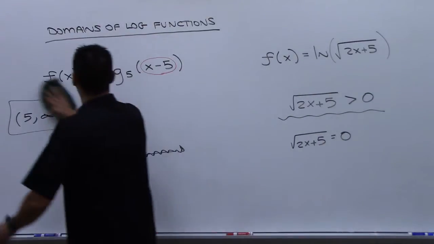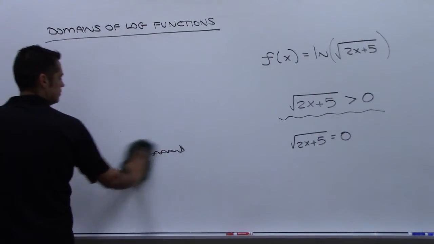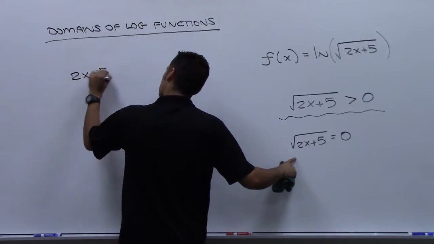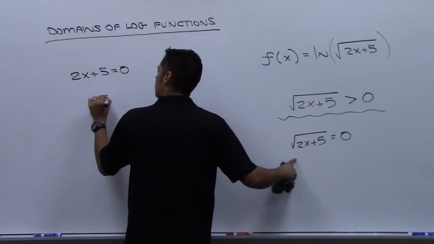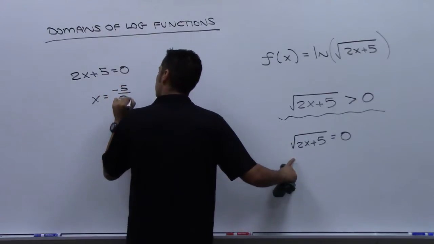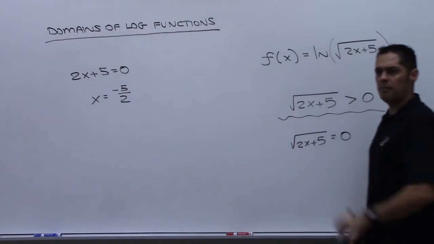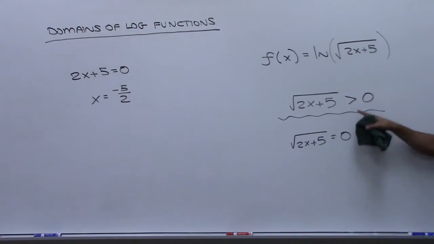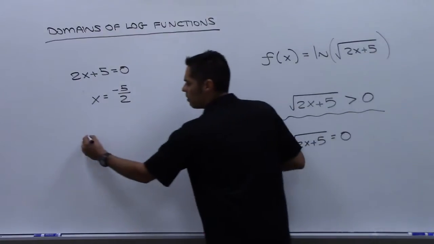Okay, so go ahead and square both sides, and then you get 2x plus 5 is equal to 0, so x is equal to negative 5 halves. Moving things around. Okay, that's what's going to make it 0. You don't want that, do you? You want it bigger than 0. So this is where you could go and use a number line.